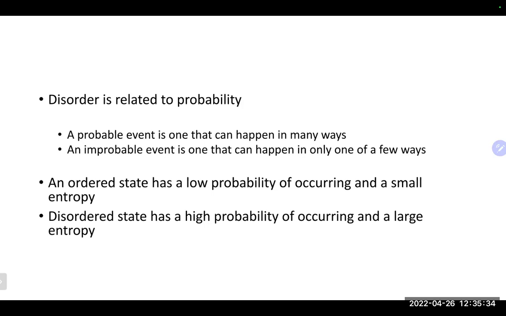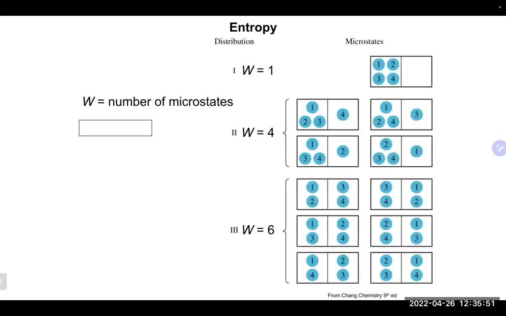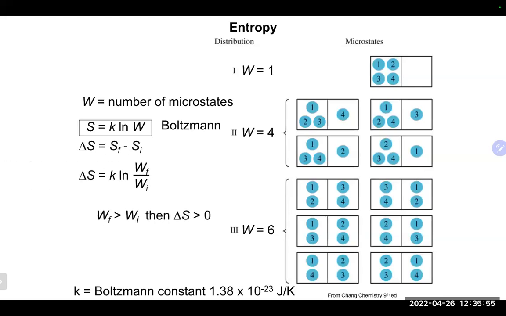In an ordered state, doing something correct all the time, there's one or few ways of doing that. So in an ordered state, there's a very low probability of occurring, and we have a very small entropy. A disordered state, a good chance of messing things up, has a very high probability and a large entropy that happens.